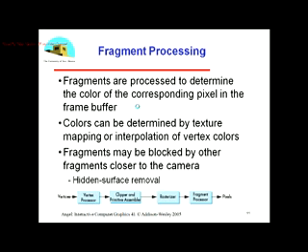Fragment processing. Fragments are processed to determine the color of the corresponding pixel in the frame buffer. Colors can be determined by texture mapping or interpolation of vertex colors. Fragments may be blocked by other fragments closer to the camera.